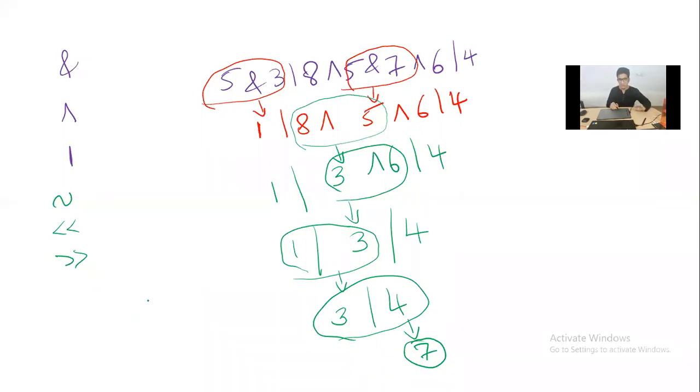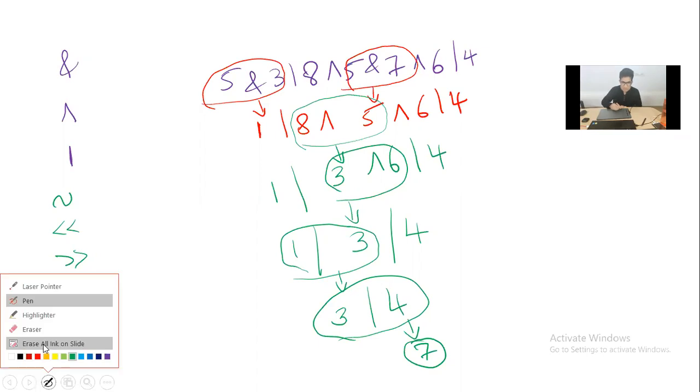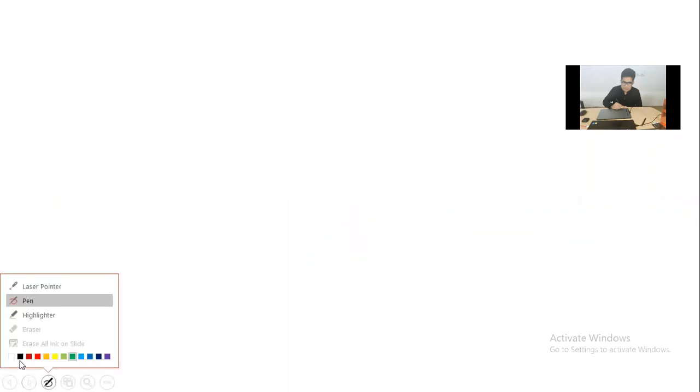In double AND we have already seen that it skips evaluation, because when the condition is false it will not check the other condition. So let me erase all of this. I'll be writing one code here. Let me change the color.